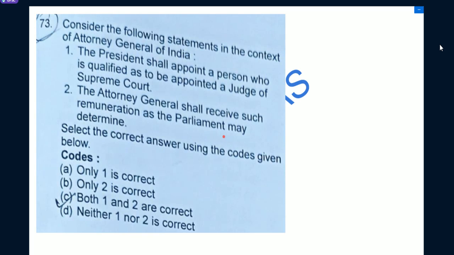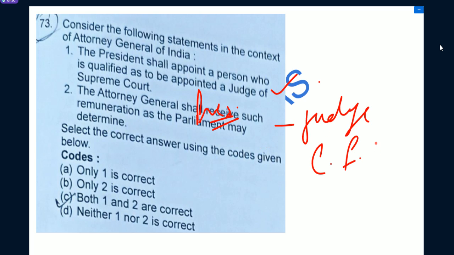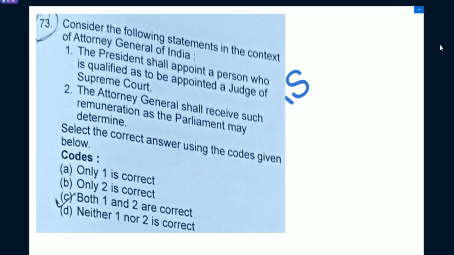Okay, 73. Consider the following statements in the context of Attorney General. The President shall appoint a person who is qualified to be appointed a judge of the Supreme Court. Yes. The Attorney General shall receive such remuneration as the Parliament may determine. Yeah, it is as President may determine. ठीक है, so President तो Parliament की recommendation पे करता है. ठीक है, so he gets the remuneration equivalent to salary of judge of Supreme Court, and it is paid from Consolidated Fund of India. Okay.